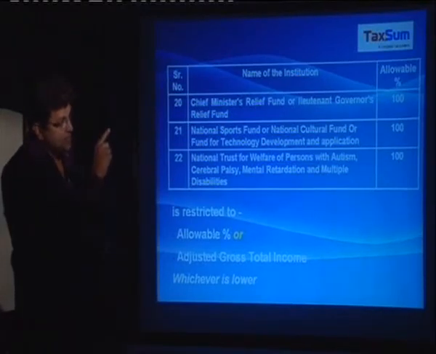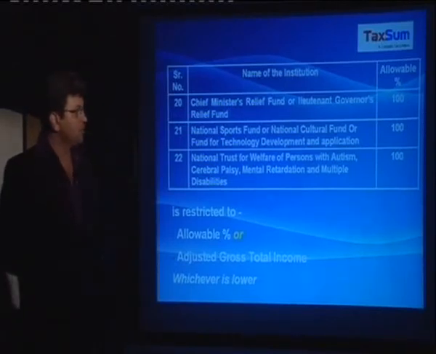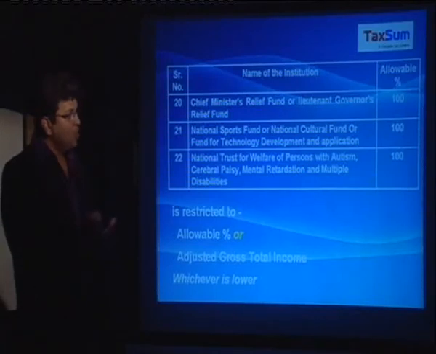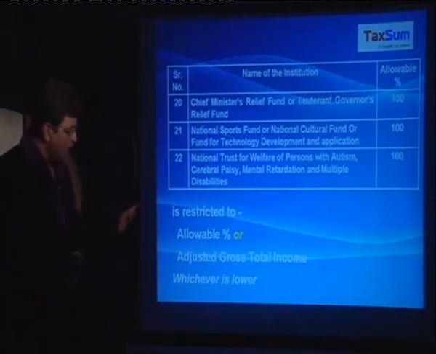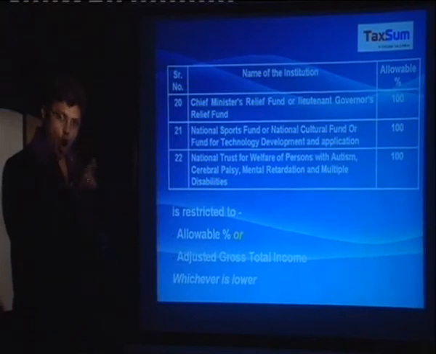That is 100%. Suppose, for example, in serial number 20, it is 100%. I make a donation of rupees 1 lakh to Chief Minister's Relief Fund. Then how would deduction be calculated? First of all, I would do 100% of 1 lakh, that is written over here, allowable percentage, that is 1 lakh multiplied by 100%, so the amount would be 1 lakh, or adjusted gross total income, whichever is less.